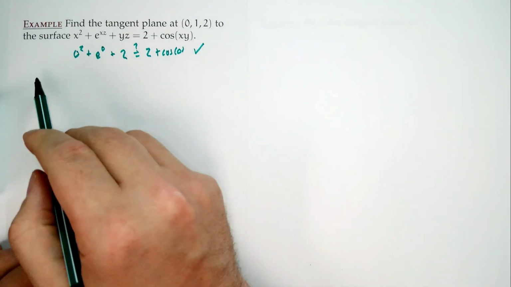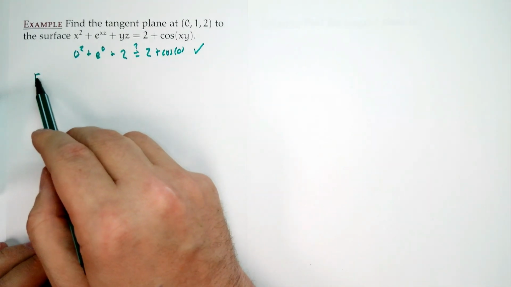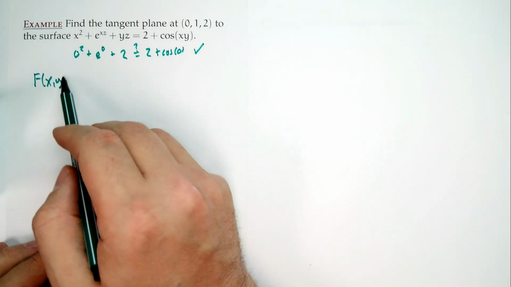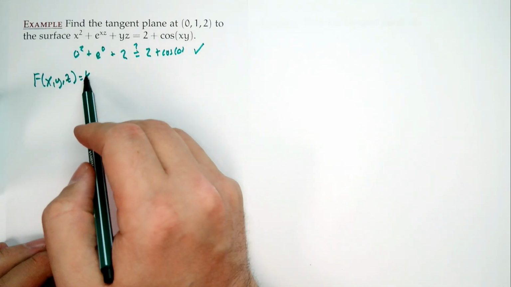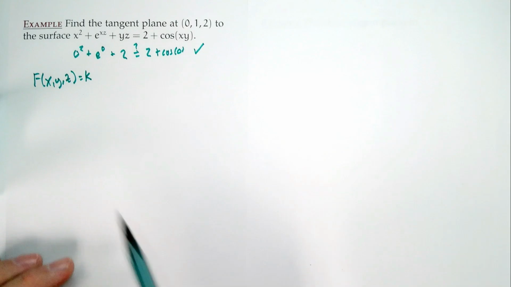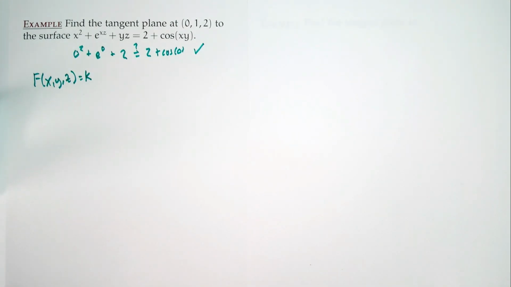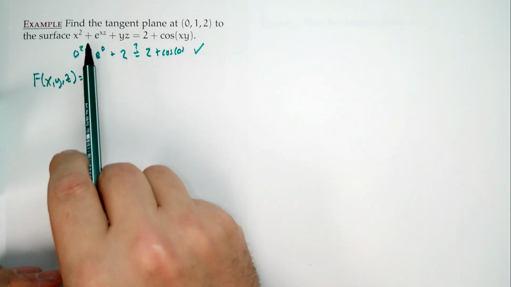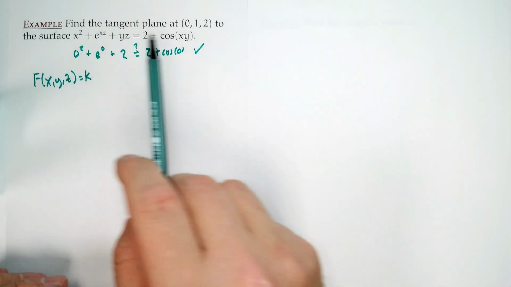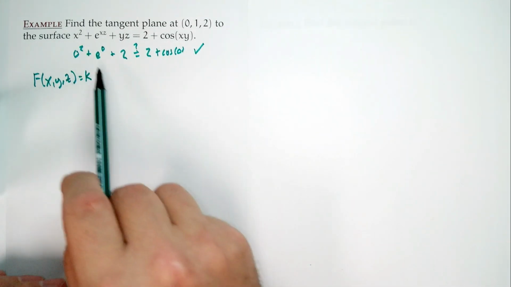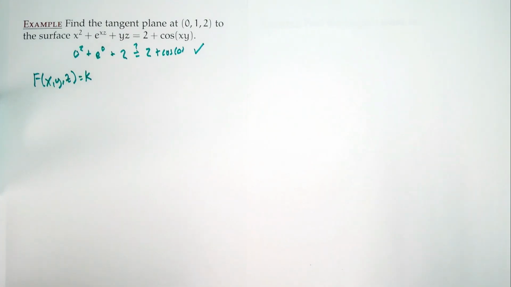So method 2, remember, what is that? F of x, y, z equals k. Now k can be any number, but it has to be a constant. Can we apply method 2? The answer is not yet. Well, what's wrong? What's wrong is there are functions on both sides. Both sides are changing. We really need to have one side be a constant. But that's almost always super easy to fix.